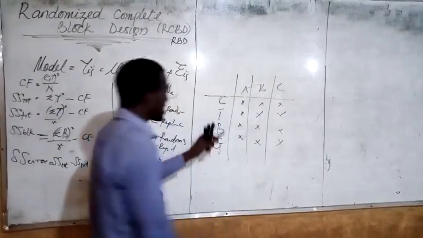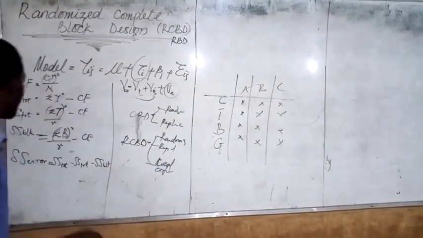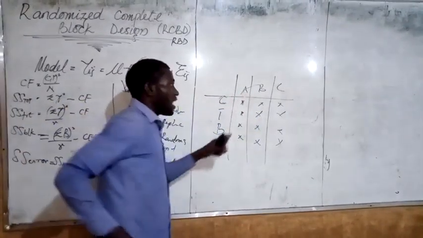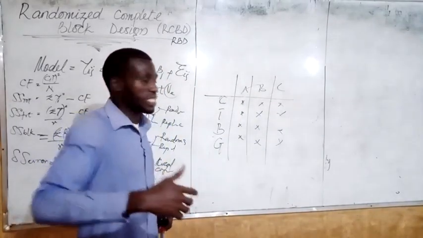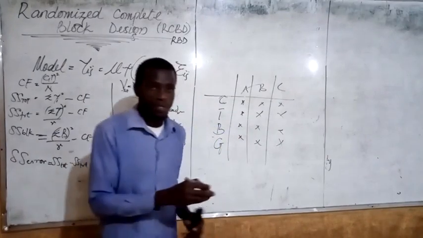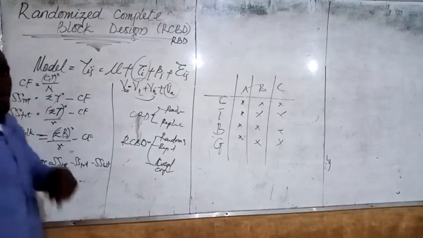But here, there is a blocking. So what happens? Please listen carefully. The replication for treatment: let's see, how many times is this treatment replicated or repeated? It is repeated 1, 2, 3, and 4 times. Now, this block, how many times is the block repeated?